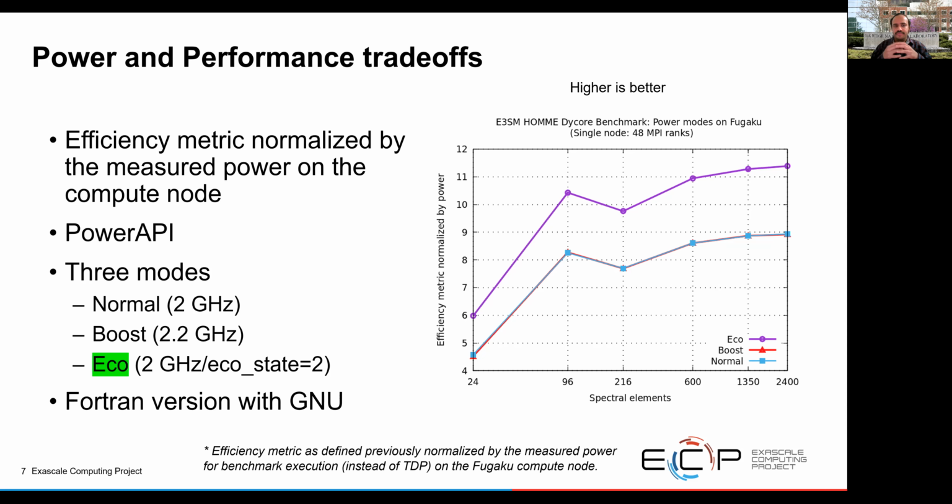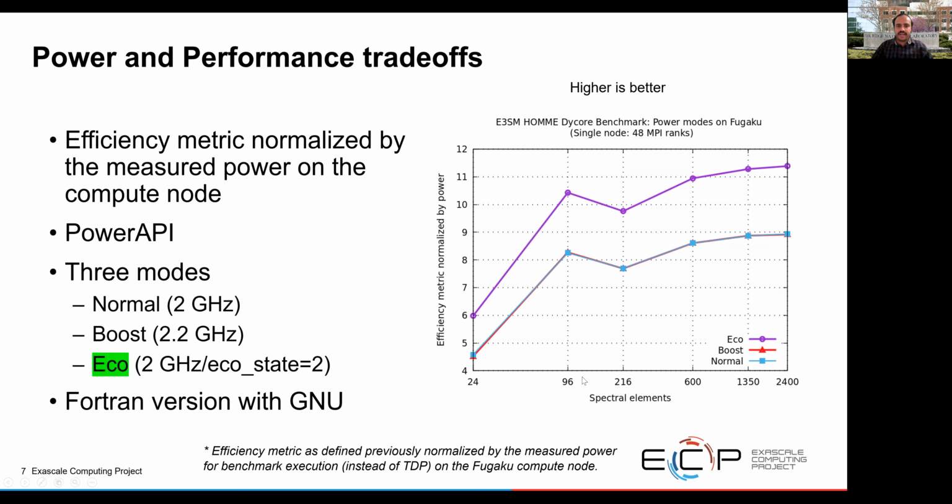We have collected data for 3 power modes. Essentially, the normal power mode, which pegs the frequency at 2 gigahertz. There is a boost mode where you can utilize 2.2 gigahertz frequency, and then there is an eco mode, which is 2 gigahertz but with an eco state flag on. That allows the chip to power down certain elements when they are not being utilized.